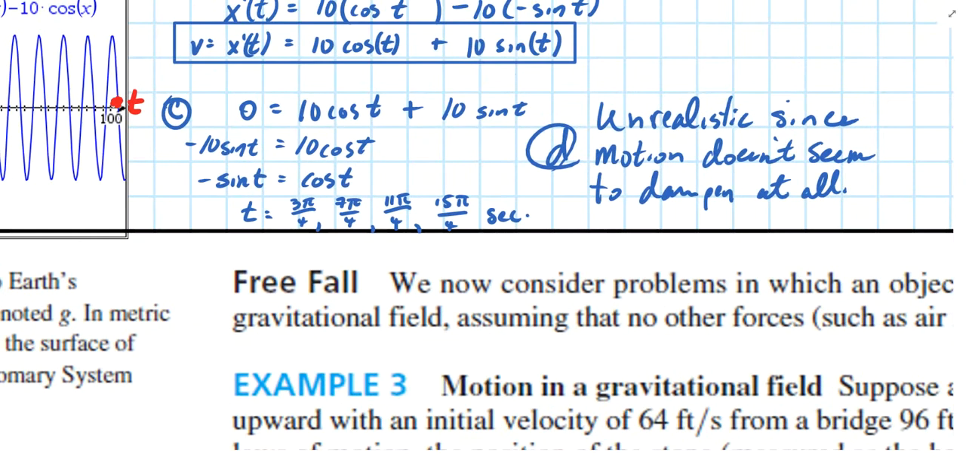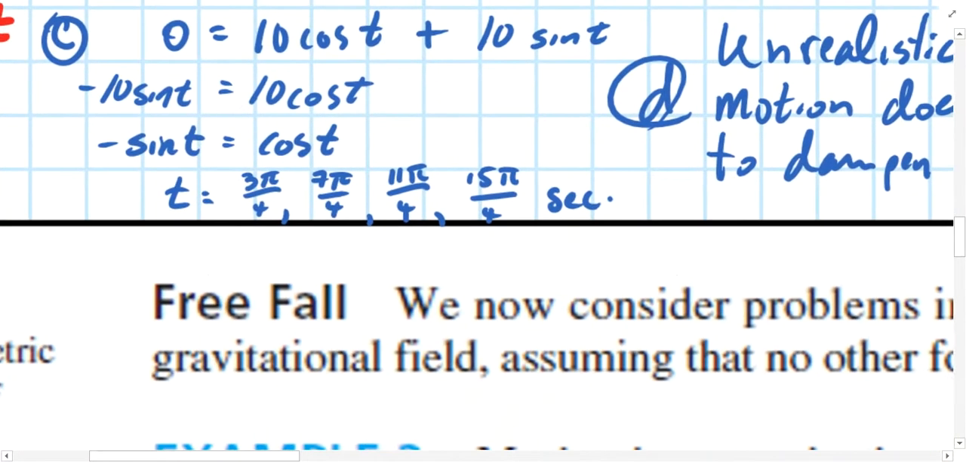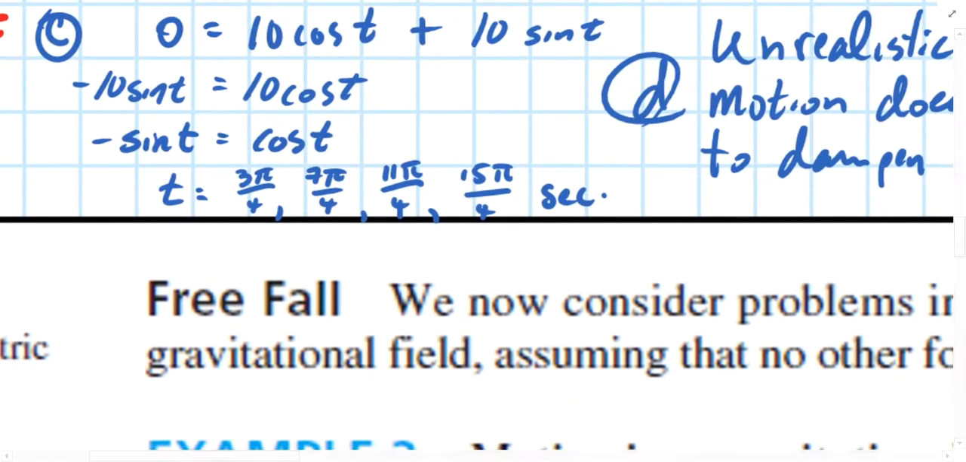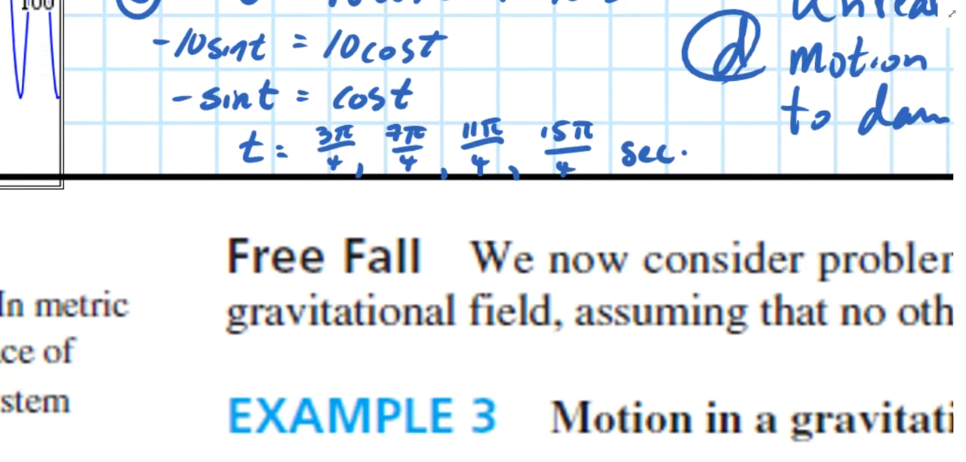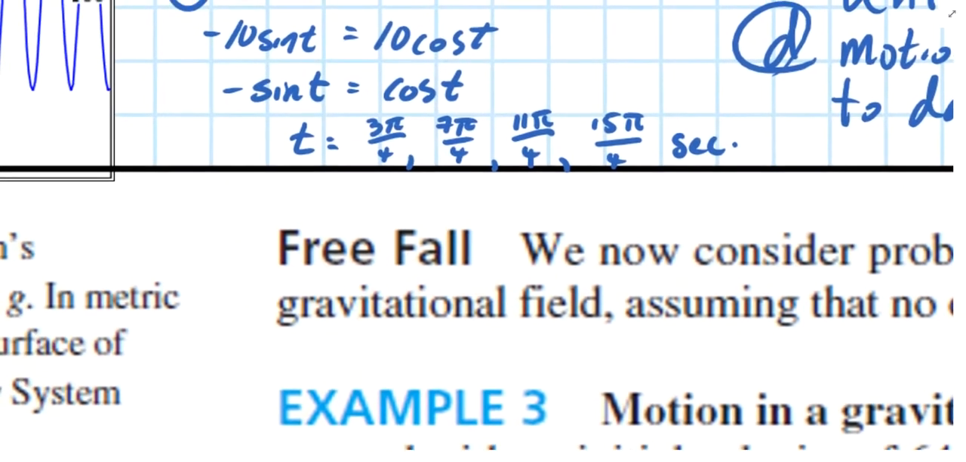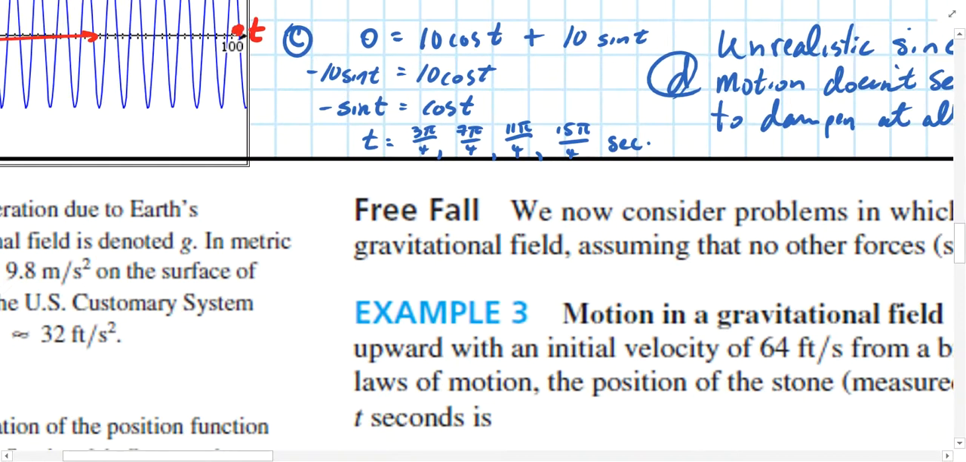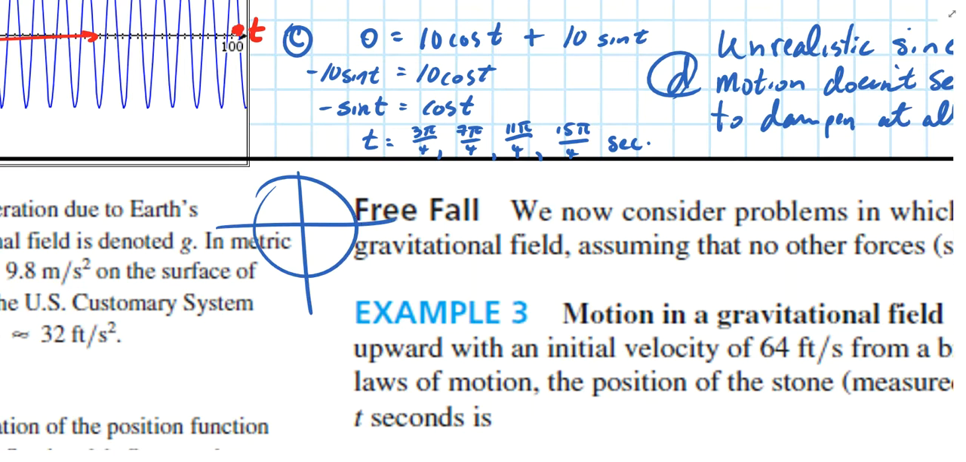And there are a variety of ways that we could solve that. What I ended up doing was I moved the 10 sine t to the left, divided both sides by 10, and I had to determine when the opposite of sine equals cosine. And the way I solved that is I thought of our unit circle. So within a unit circle, when are sine and cosine opposites of one another?